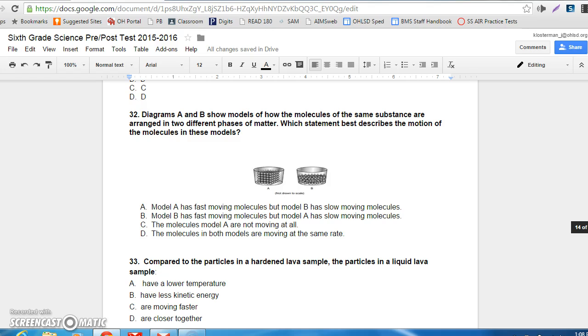Number 32. Diagrams A and B show models of how the molecules of the same substance are arranged in two different phases of matter. Which statement best describes the motion of the molecules in these models? A. Model A has fast-moving molecules, but Model B has slow-moving molecules. B. Model B has fast-moving molecules, but Model A has slow-moving molecules. C. The molecules in Model A are not moving at all. D. The molecules in both models are moving at the same rate.